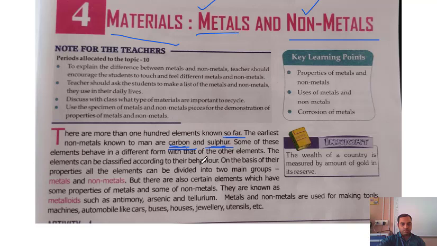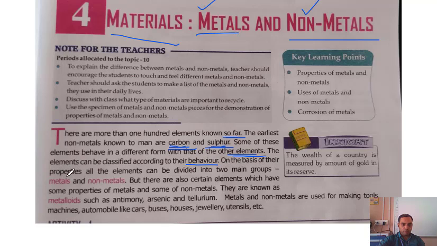Some of these elements behave differently from the other elements. So the characteristics of one element are different from the characteristics of another element. If you take the example of iron and carbon, iron is a metal, carbon is a non-metal. They do have different characteristics. So whatever the number of elements that have been discovered so far, they do have different characteristics. Okay.